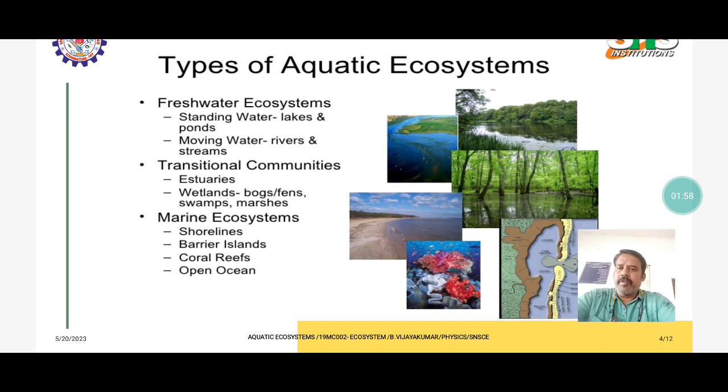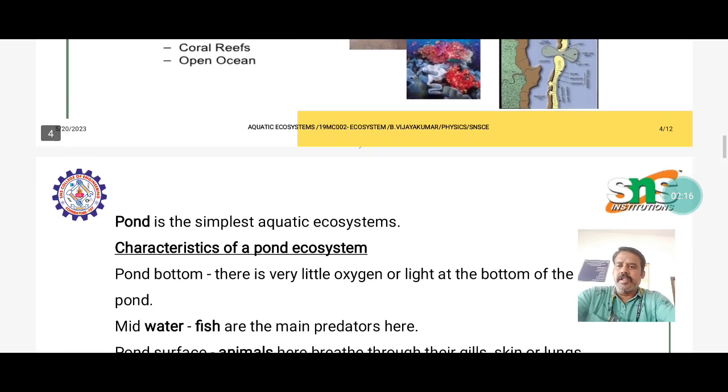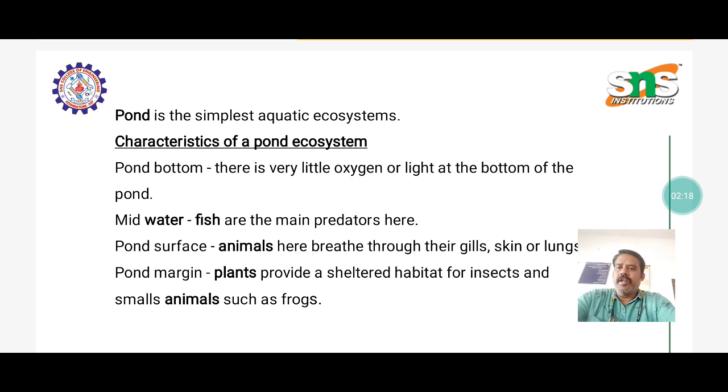The last one is the marine ecosystem. It includes shorelines, barrier islands, coral reefs and open ocean. This is all the marine ecosystem. Based on the ecosystem, the living organisms will change. So the pond is a simple aquatic ecosystem.